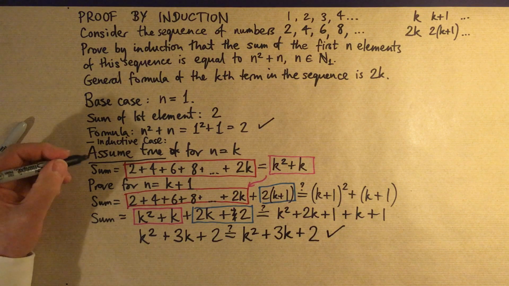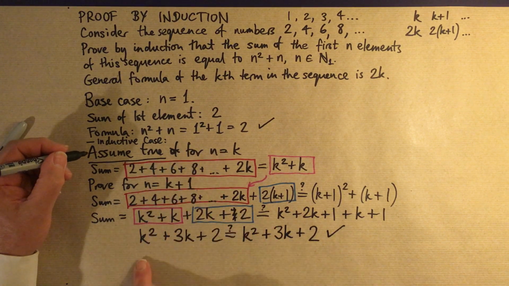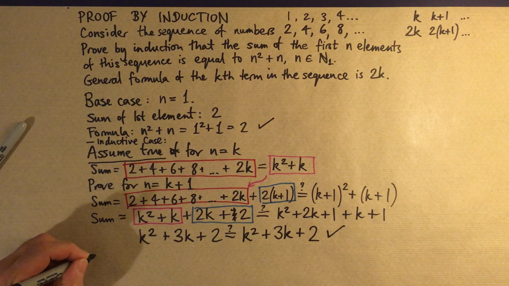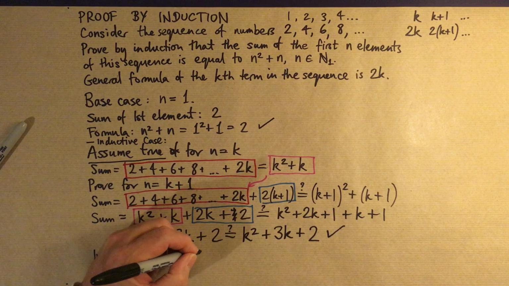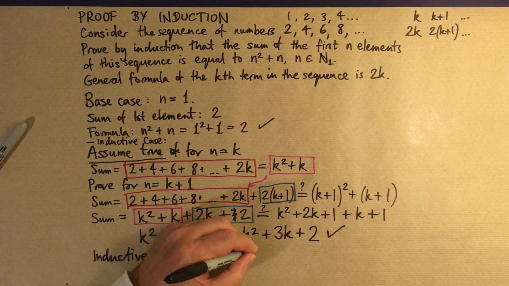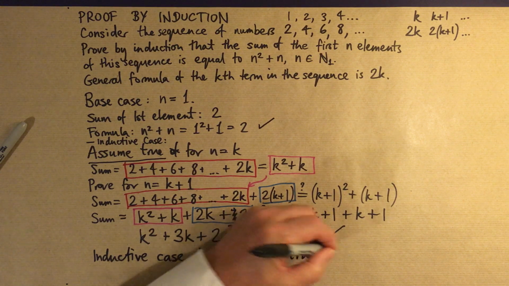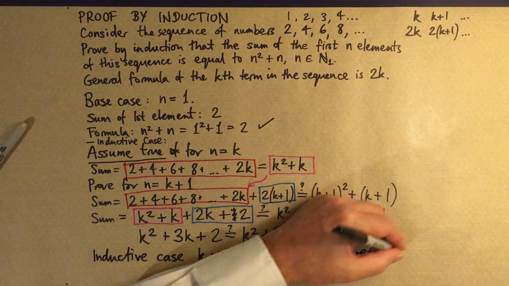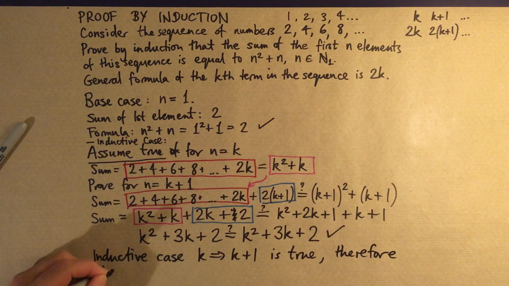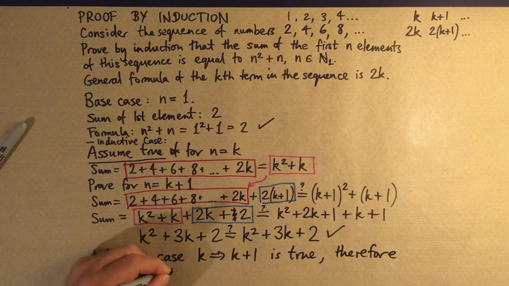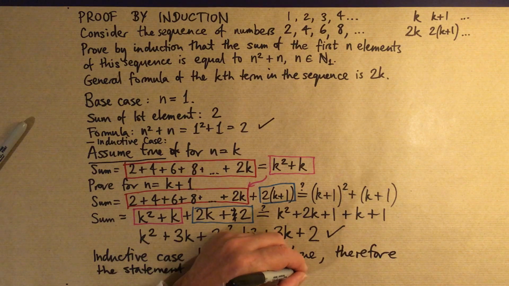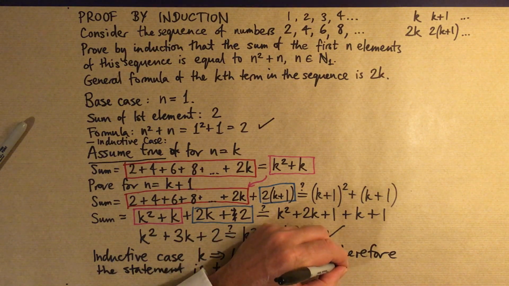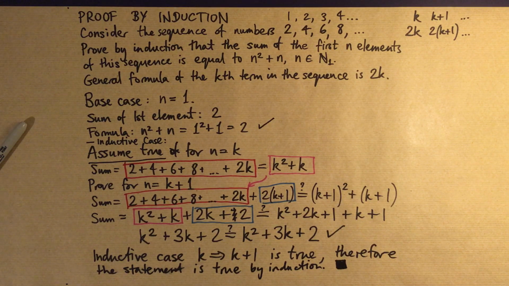That means that assuming that it's true for n equals k, I have now proved that it is true for k plus 1. So the inductive case, k implies k plus 1, is true. Therefore, the statement is true by induction. And I finish my proof with the little box there, the tombstone of smugness, meaning that I've now finished.